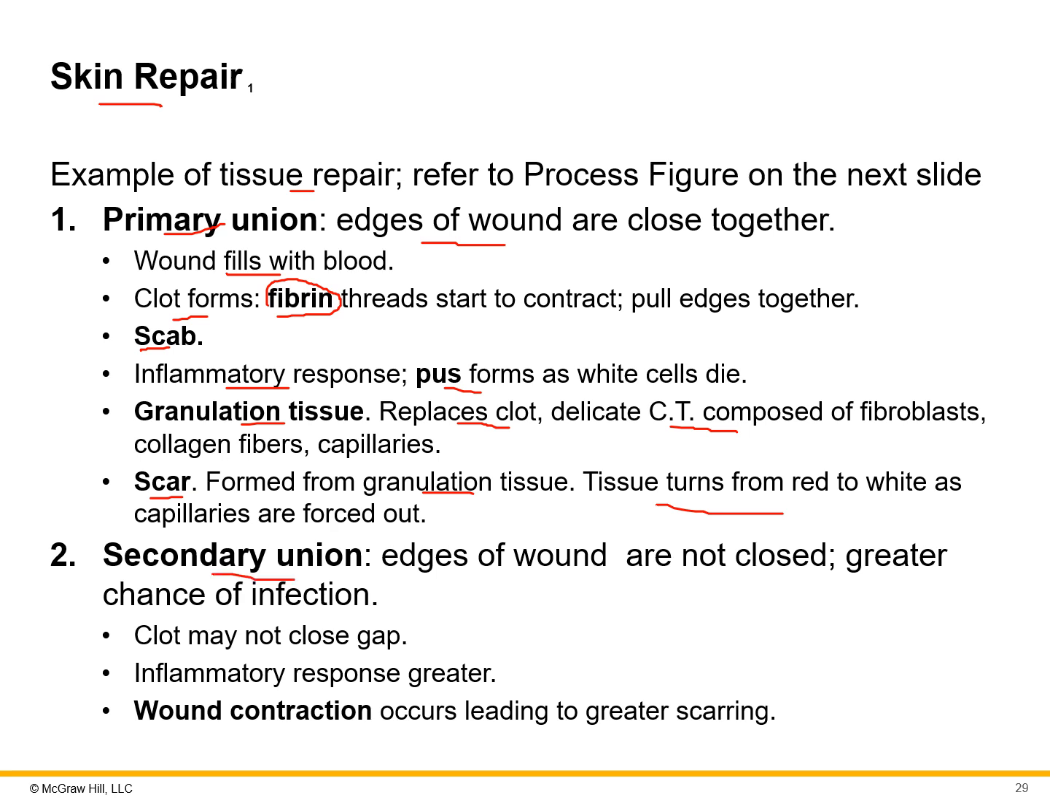Then we have secondary union. This is where the edges of the wound are not closed, so there's a greater chance of infection. So again, sometimes staples or stitches are needed to turn a secondary union into a primary one so that there is protection for those underlying tissues. What happens here is the clot doesn't close the gap, so there can't be a scar because the clot doesn't completely cover it.